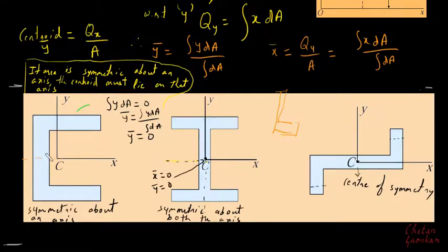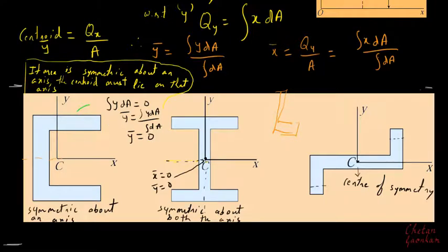Again I'll repeat this. Since this section is symmetric only about one axis, one centroidal distance will be 0, that is, here the y bar will be 0. Since the y bar is 0, the CG is sure to lie on this axis. But what about the distance with respect to y? That we need to determine.